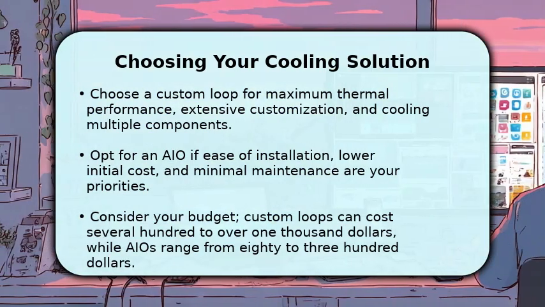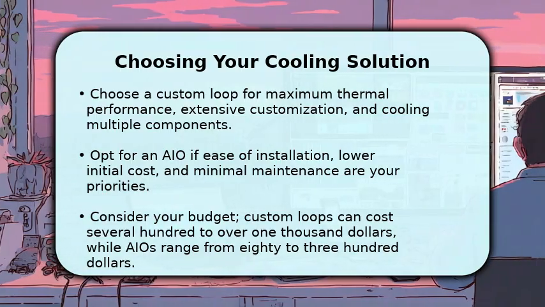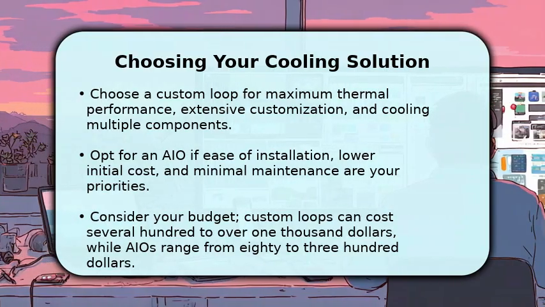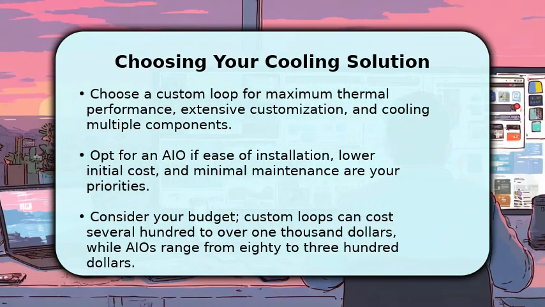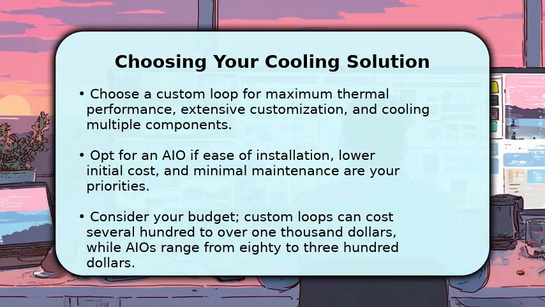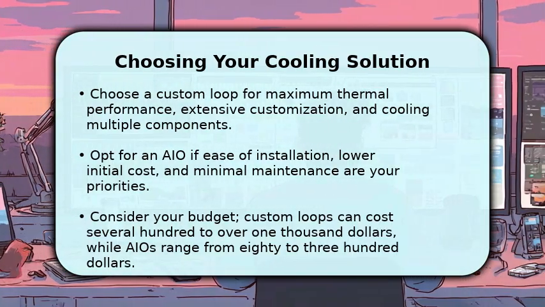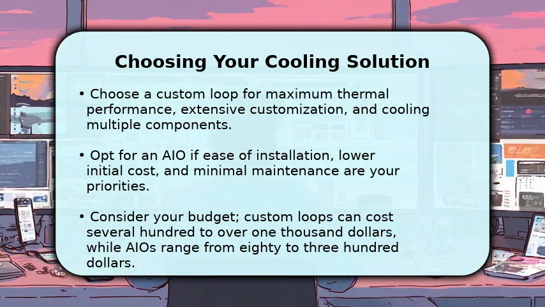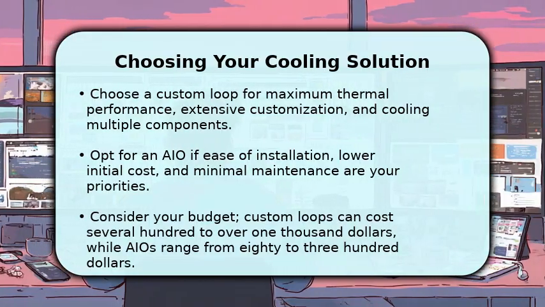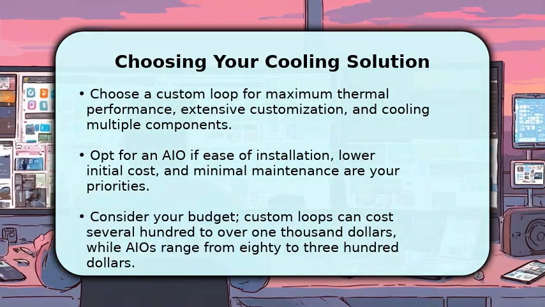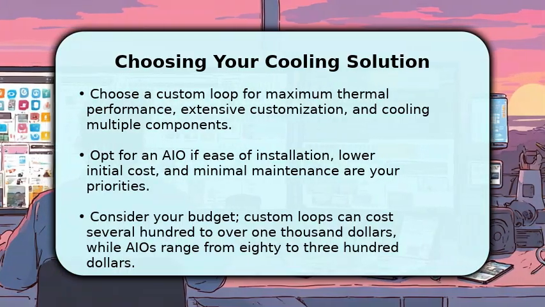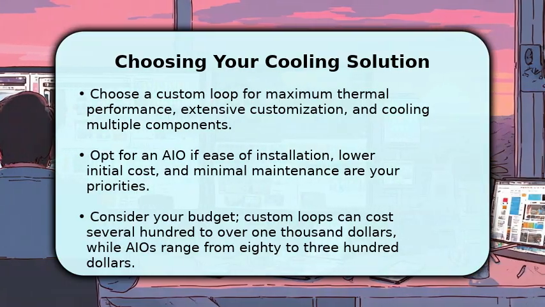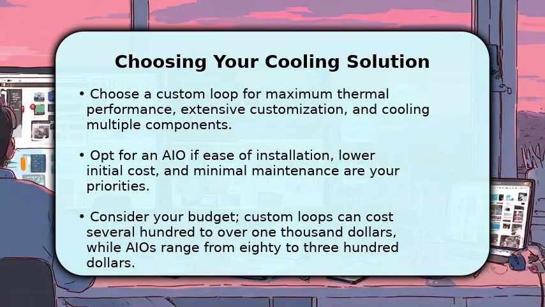Deciding between a custom loop and an AIO depends entirely on your priorities. If you demand the absolute best thermal performance, extensive aesthetic customization, and plan to cool multiple components, a custom loop is your answer, despite its higher cost and complexity. However, if ease of installation, a lower initial investment, and minimal maintenance are paramount, an AIO is the superior choice. Both options provide substantial cooling upgrades over traditional air coolers, often dropping temperatures by 20 to 30 degrees Celsius, ensuring your system runs cool and stable.